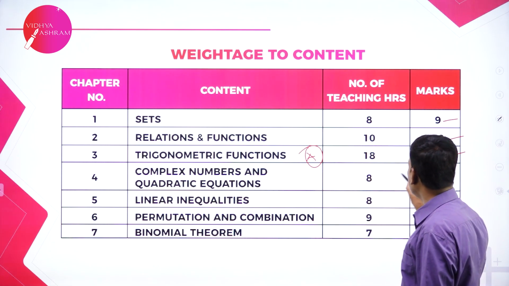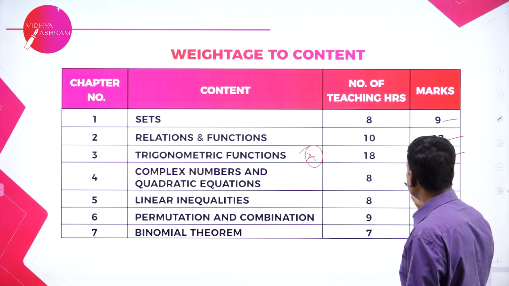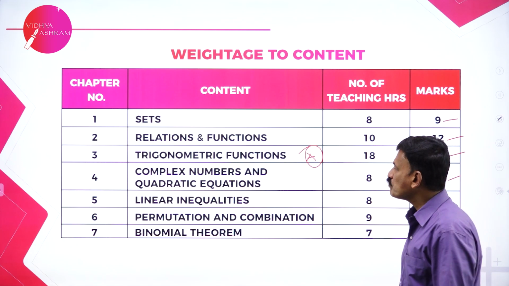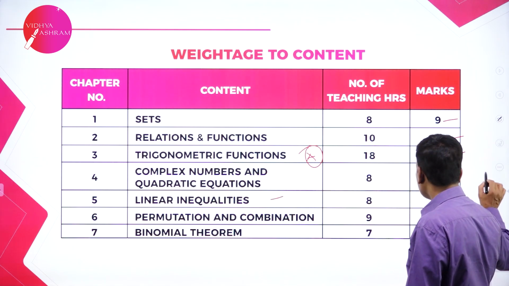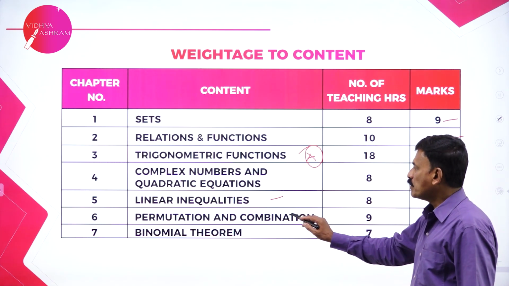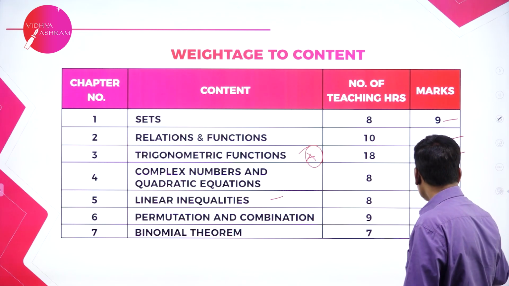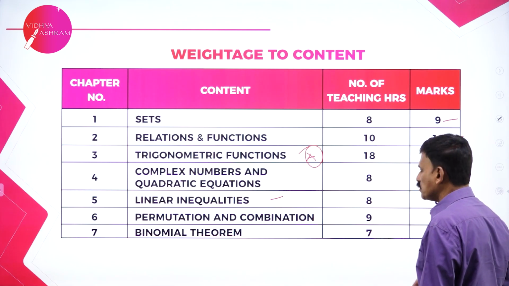Complex numbers and quadratic equations, 8 hours, is a 10 marks chapter. Linear inequalities is also a very simple chapter, and you will have 8 marks from it, 8 hours class. Permutations and combinations, you have 10 marks, and the binomial theorem is 8 marks.